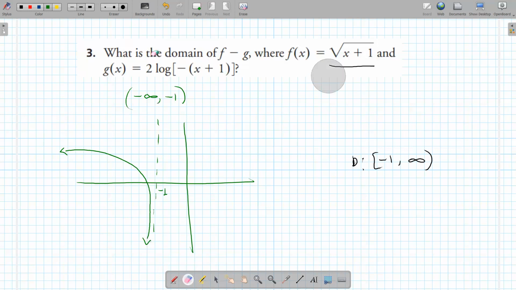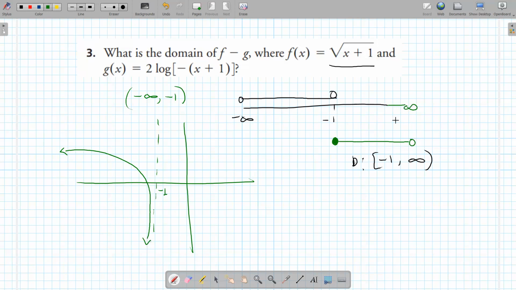Now let's see where they intersect. The first one is going from negative infinity to negative 1, open circle. The other guy is going from negative 1 with a closed circle all the way to positive infinity. Where do they intersect?